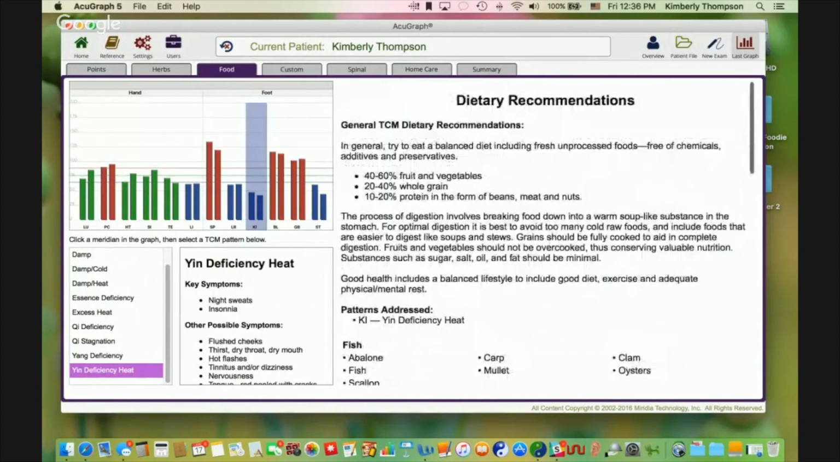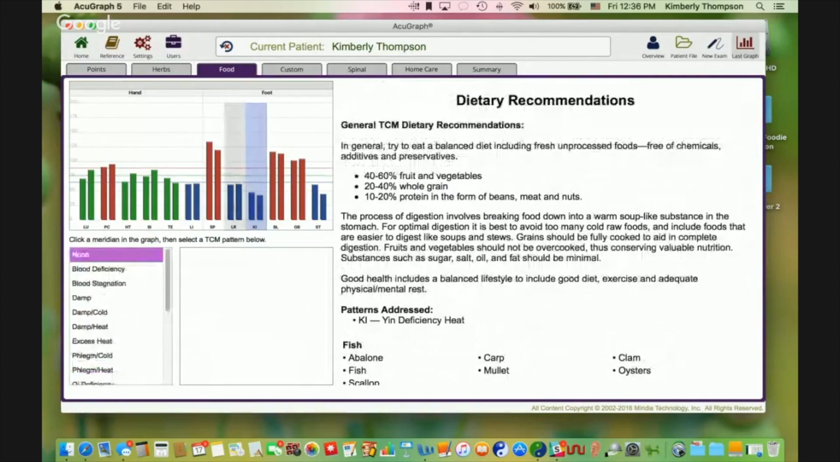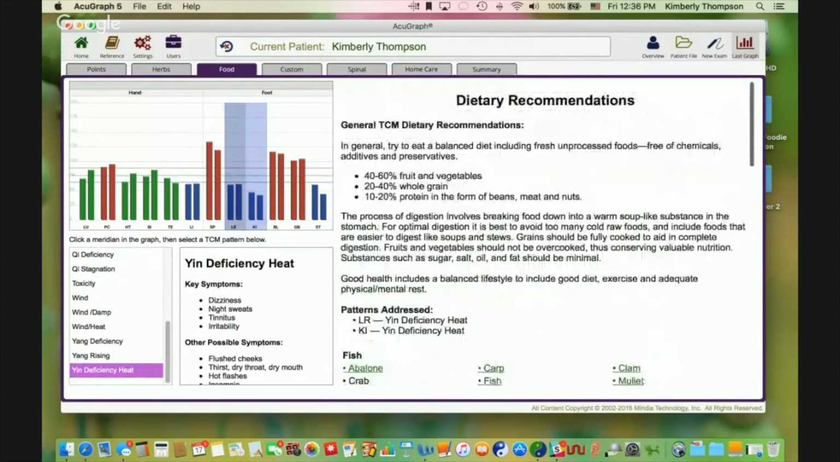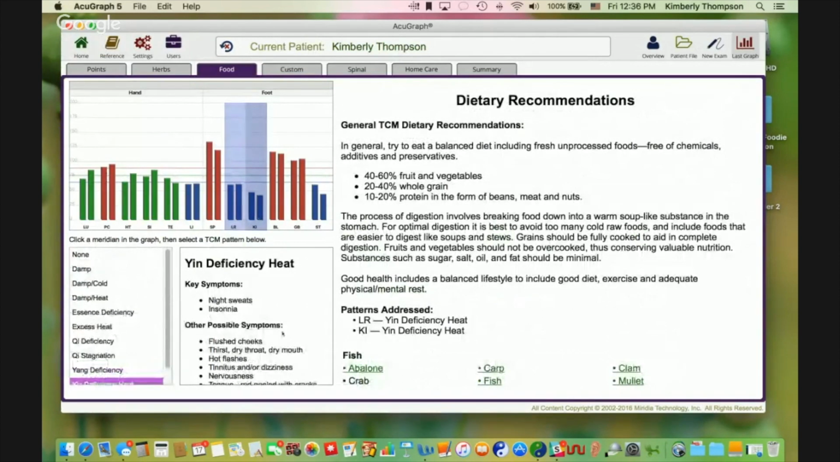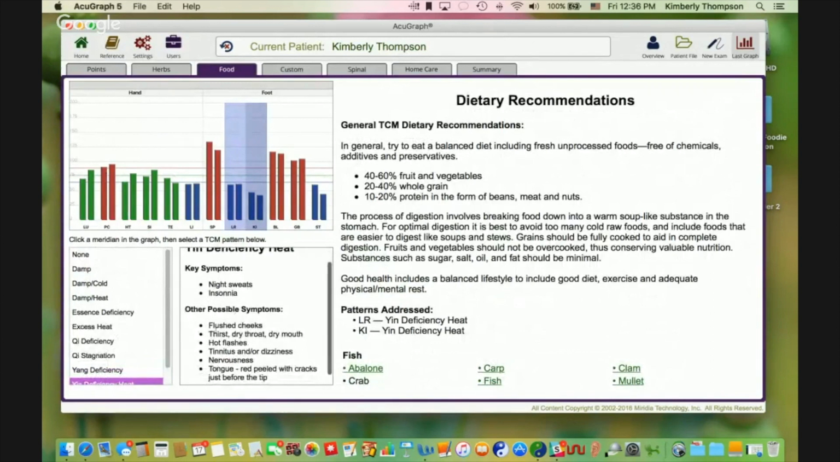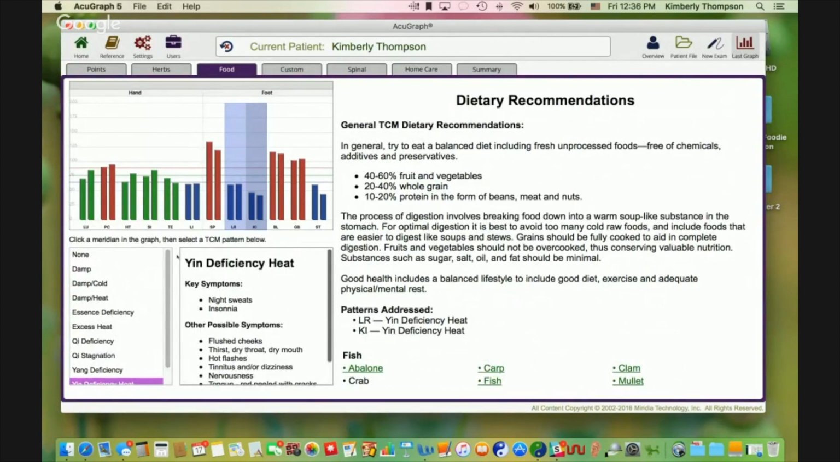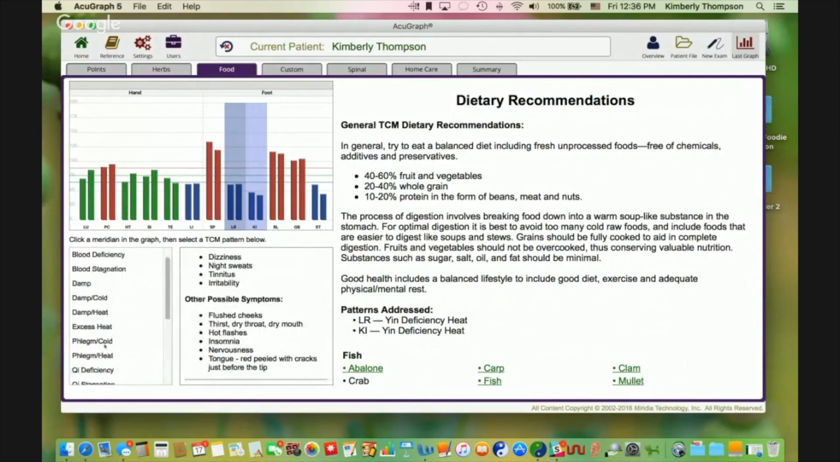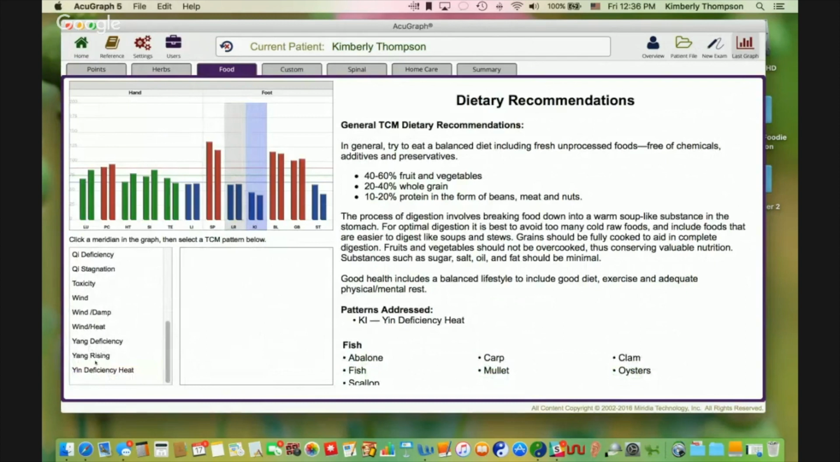And since I know this patient probably also has liver yin deficiency, I am going to add that as well. And now we have created a diet very specific to her TCM patterns. Did you recognize that? If I go back to kidney, for my kidney yin deficiency heat, we've got night sweats, hot flashes, tinnitus, dizziness, red tongue. So we've given the TCM indications here for it. And then we've also given the TCM indications for liver yin deficiency.